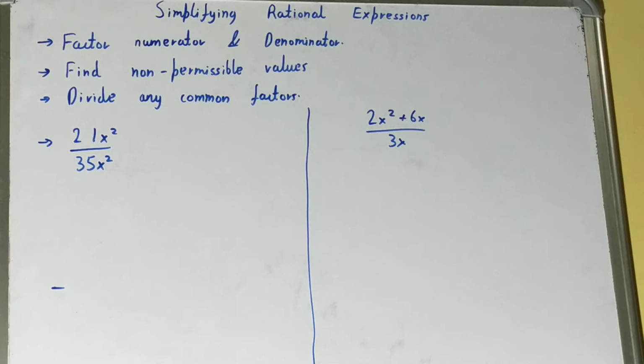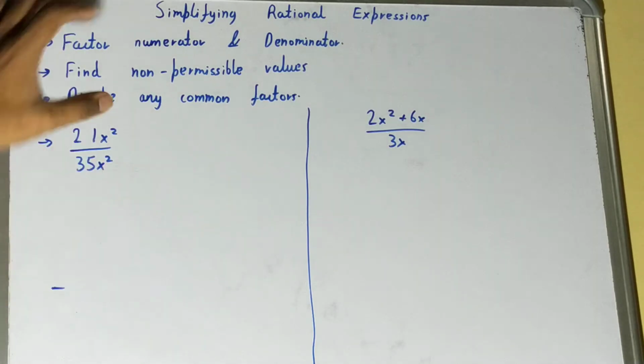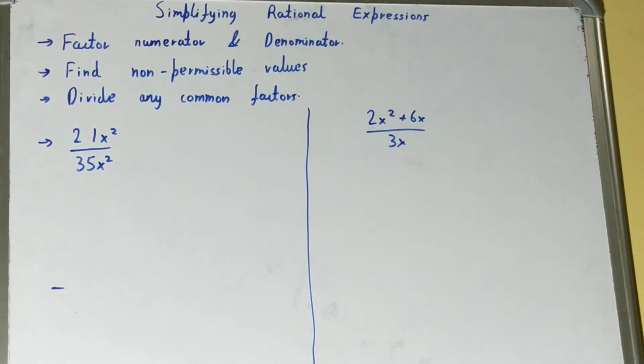So let's start. Before going on to the examples, it's very important to know the go-through process. The go-through process is very important to get a correct solution for the answer. You may simplify it without following this procedure, but you may miss out on some of the points.